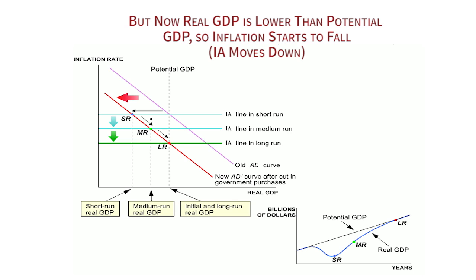And it continues to fall until you're back to potential GDP. Just continue along that line. Because at potential GDP, when real GDP is equal to potential GDP, there's no longer any pressure on inflation to decline. So you've reached a new point, a new level of the inflation adjustment line in which it's not moving any longer. That long run point, LR for long run, just signals that point.